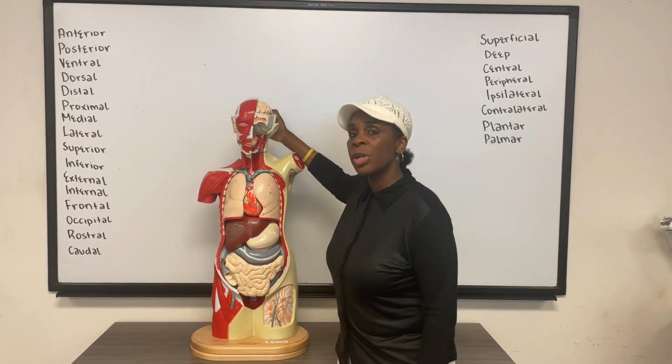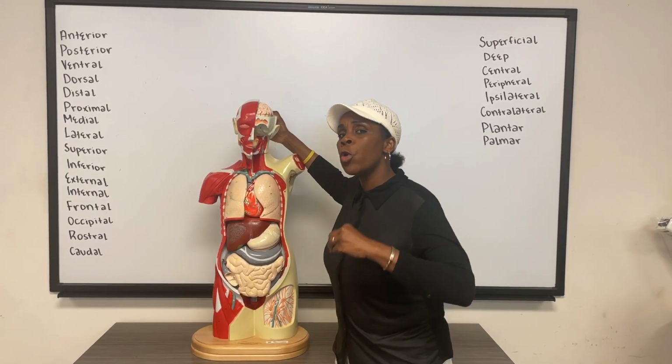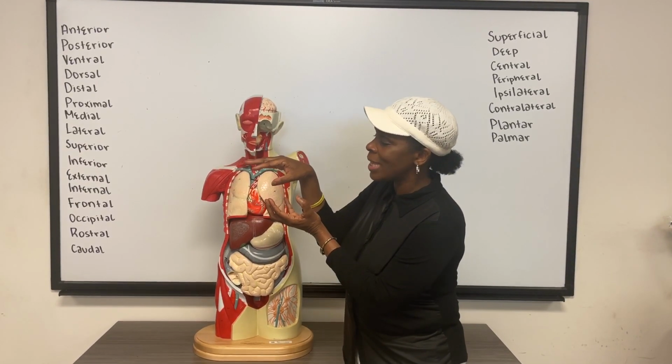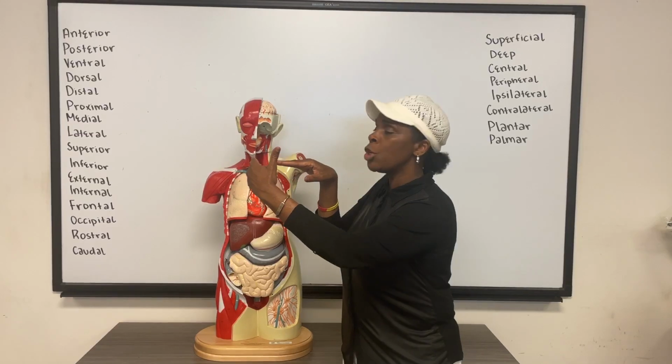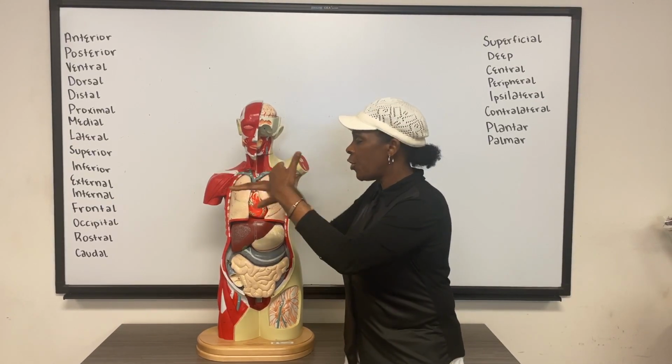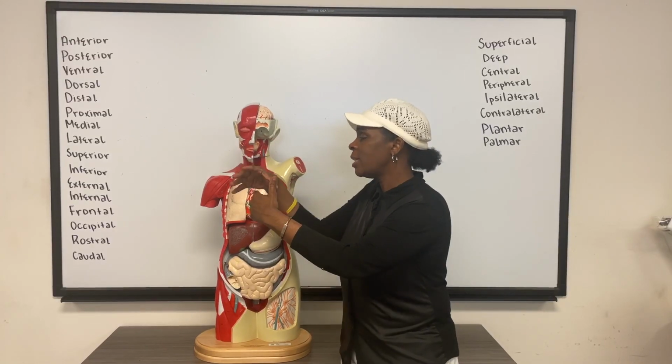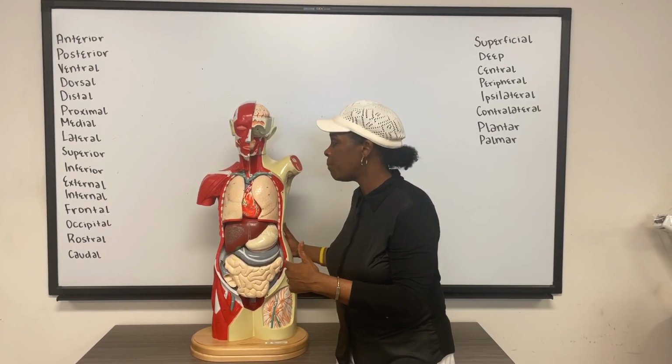What about rostral and caudal? That's going to be for four-legged animals. If I have an animal with four legs standing like this, the rostral will be the nose and the mouth part, and the caudal will be the tail part. Rostral, head; caudal, tail part.